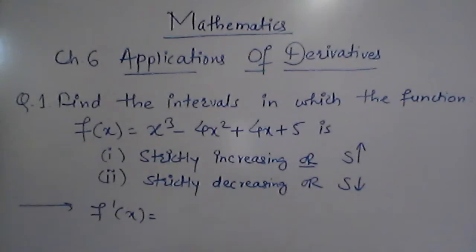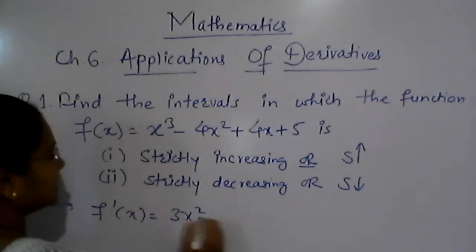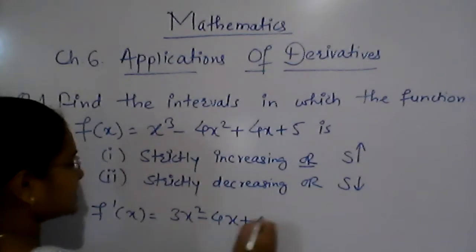What is the derivative? 3x square minus 8x plus 4. Yes, very good. The derivative is 3x square minus 8x plus 4. Then next, what can we do here? Then f dash x will be 3x square minus 4x plus 4.